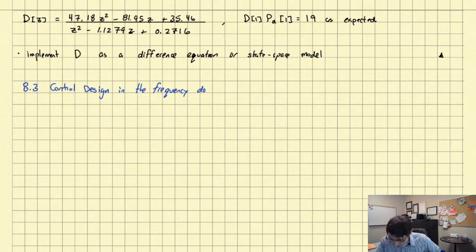Okay, control design in the frequency domain. The basic idea here is that we have some established tools in continuous time for doing frequency domain design: lead, lag, lead-lag. We don't want to throw away that knowledge that we have from continuous time. Is there some way to make that work in discrete time? And that's what we're going to talk about here.